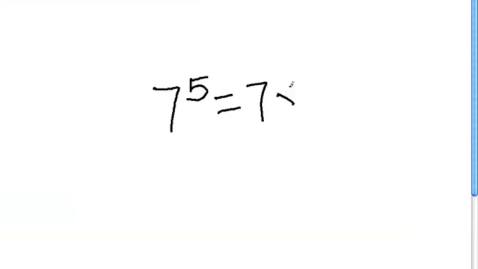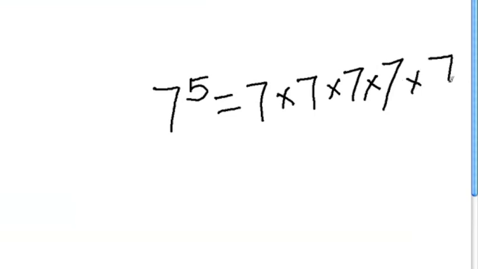7 times 7 times 7 times 7 times 7. And that's all it is. That's as simple as it gets. Now don't make the mistake again of multiplying those two numbers together, because that's not what an exponent is. An exponent is telling you how many times you multiply the base times itself.